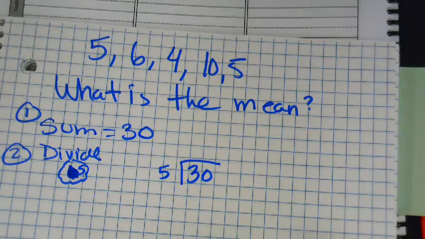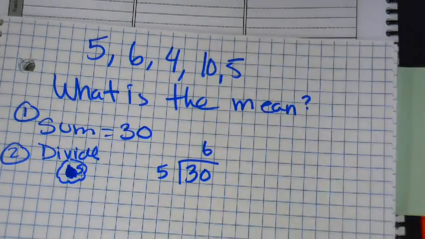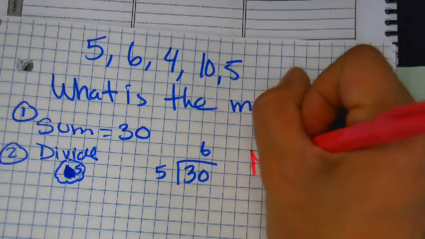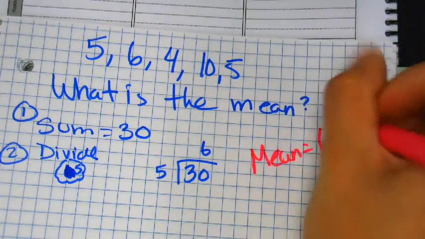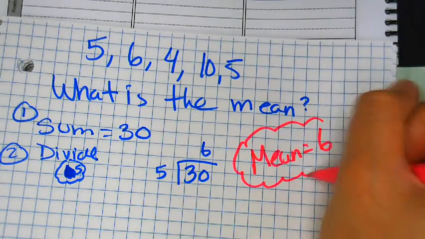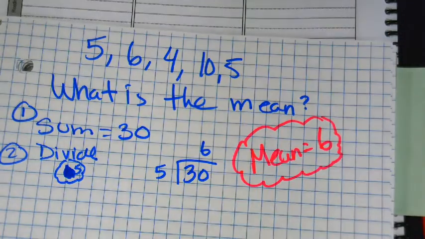The answer is 6, but I have to divide by 5. So I got confused on what number to write down. So your mean equals 6. We okay? Super easy, right?